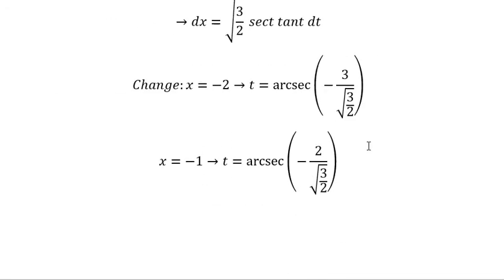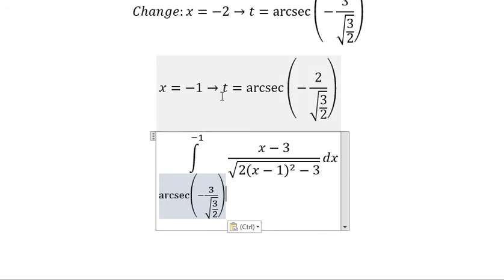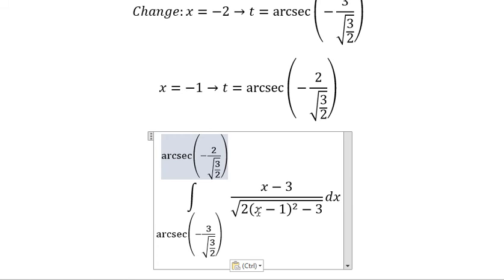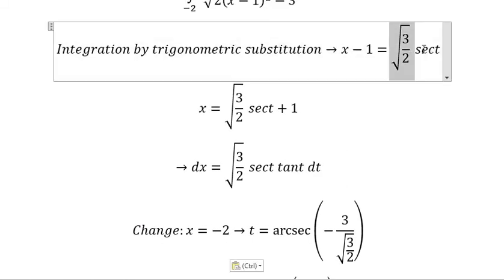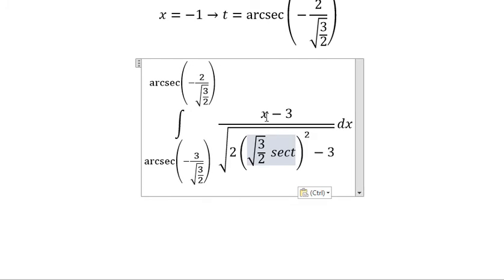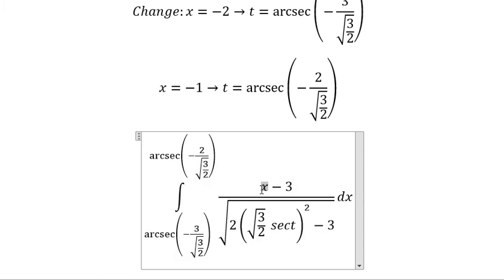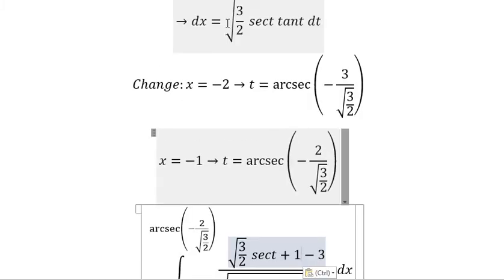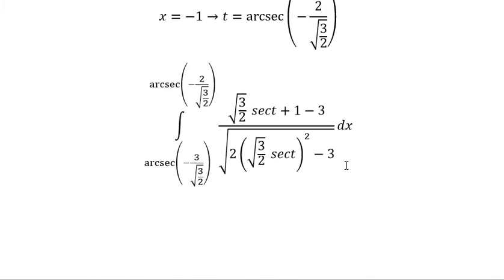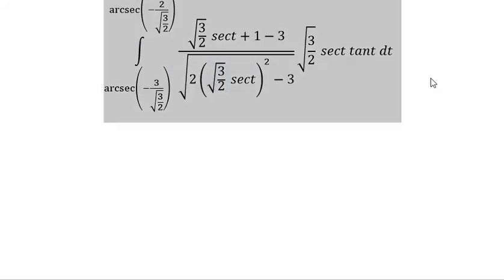Now we need to change this one. Negative 2 we change in here, and negative 1 we change this one. X minus 1 we change for this one. X we change for this one. dx we change for this one. Now we need to simplify the numbers.